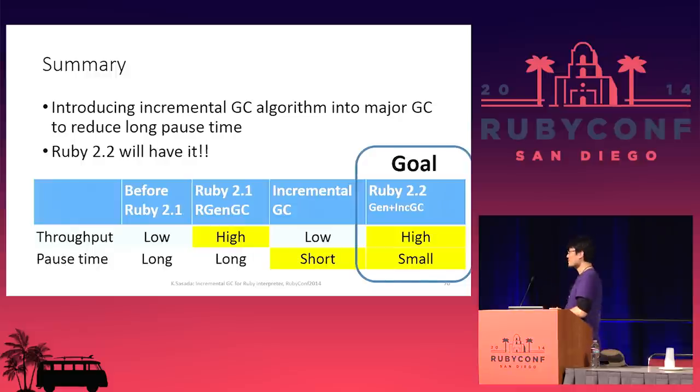Okay, so today I showed you that Ruby 2.2 has a very fancy incremental garbage collection, and I talked about how to implement such an incremental GC for the Ruby interpreter. Thank you very much.